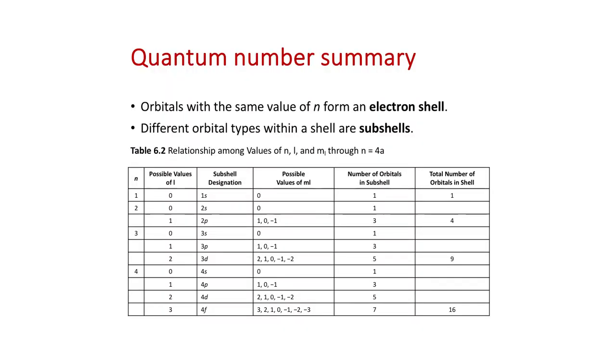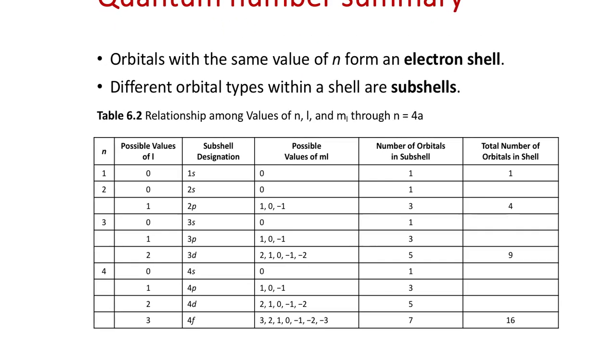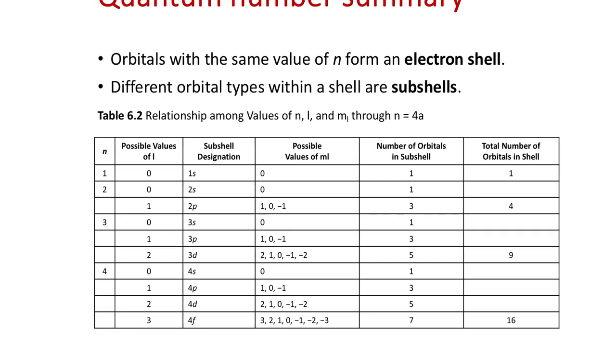Skip to the next slide. Oh, actually this slide is here. And so this slide here is just showing us the combination of n values for a given shell. So we went through 2 already, so the 2s, the 2p subshell.